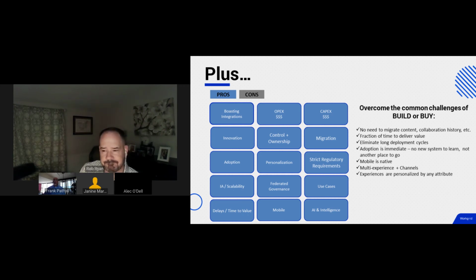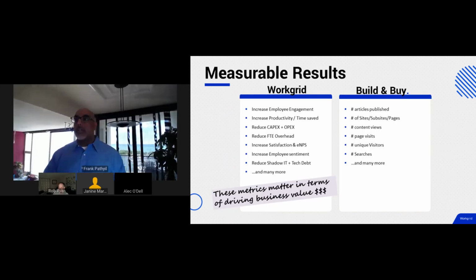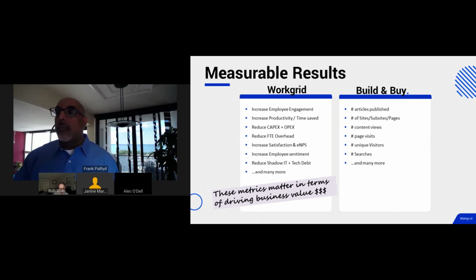Awesome. Let's talk a little bit about some of the measurable results, and then we're happy to take questions here. Certainly from our perspective, build versus buy, there's questions around what you publish, number of sites and pages and things like that. But Workgrid really is built to drive employee engagement and increase productivity, reduce CapEx and OpEx, and reduce the overhead to run the system.